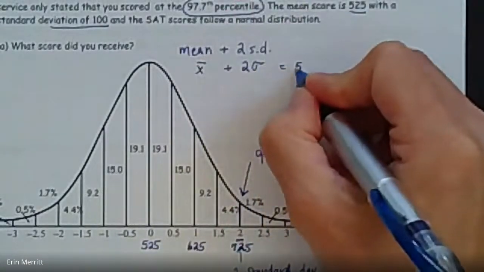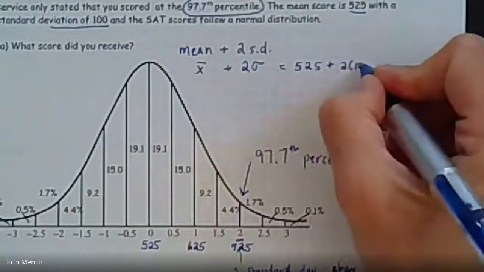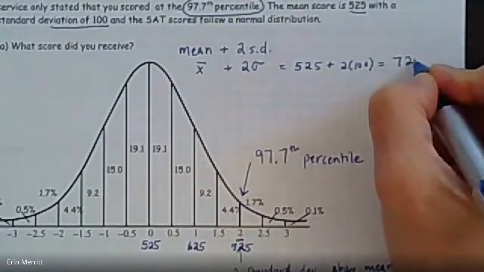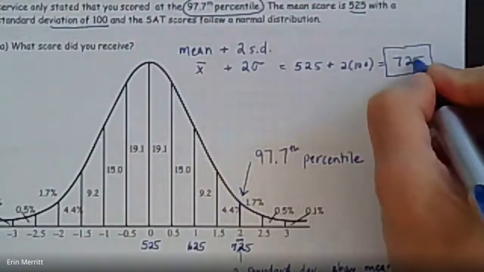So 525 plus 2 of those standard deviations gives you a score of 725.